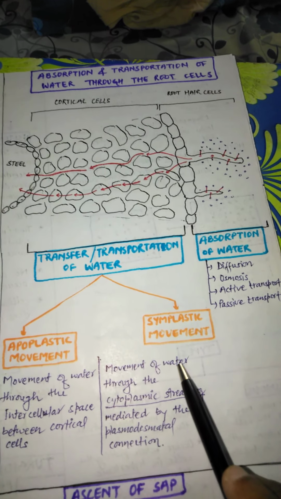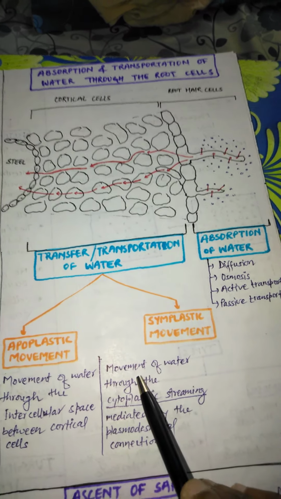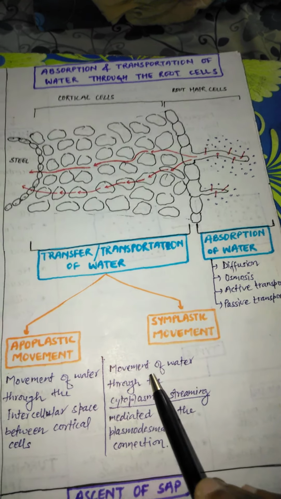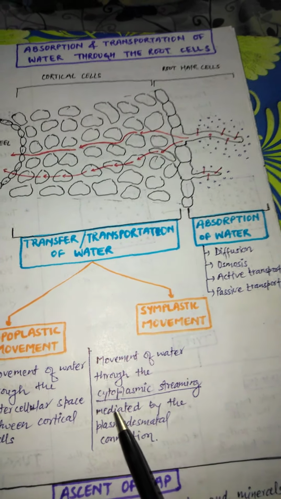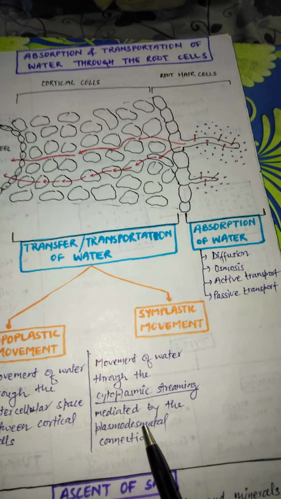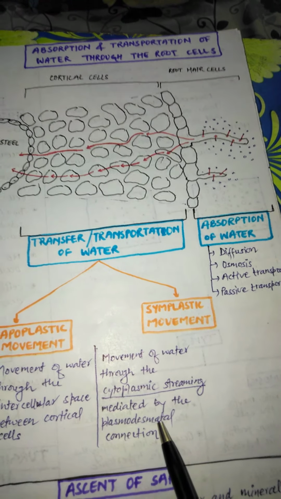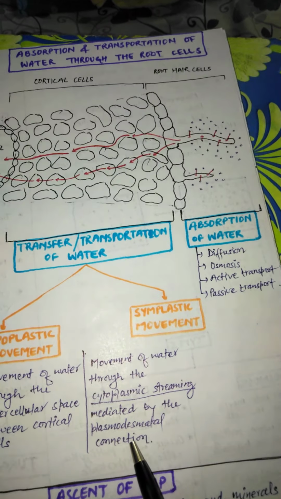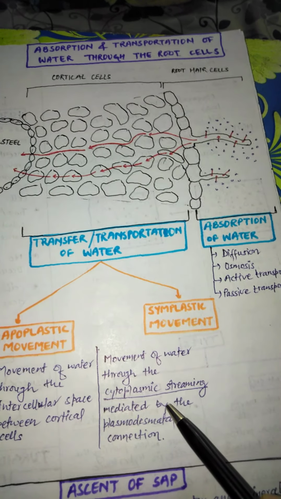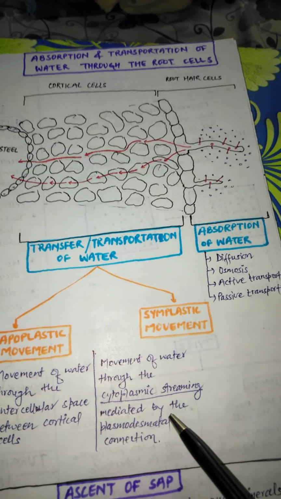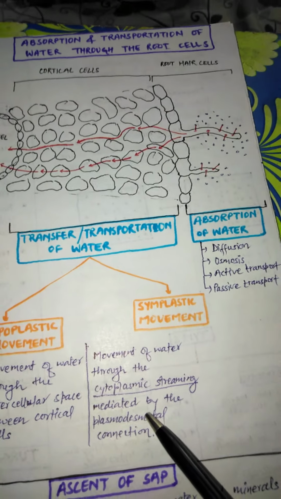And this is the symplastic pathway or symplastic movement. In this, water molecules move through cytoplasmic streaming, from one cell to another cell, and do not move through the intercellular space. This cytoplasmic streaming is mainly mediated by pores present in the cells, known as plasmodesmatal connections. So in symplastic movement, water molecules move from one plasmodesmatal connection to another.